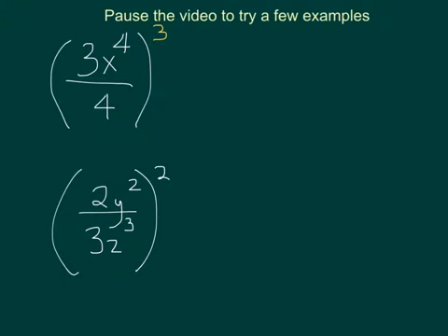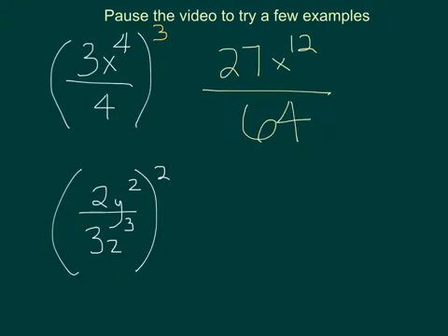Pause the video to try a few examples. For the first example, you have to find 3x to the fourth, to the third power first. So 3 to the third power is going to be 27. And then when you have a power to a power, you multiply, so that would be x to the 12th over 4 to the third power, which is 64.